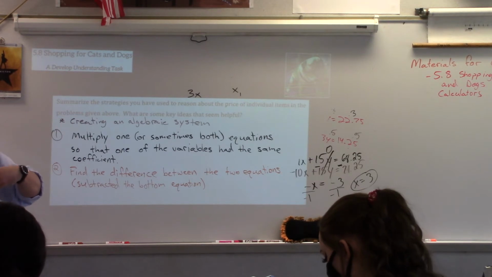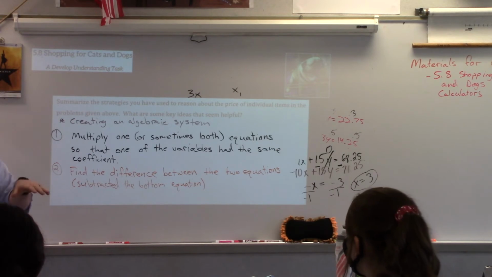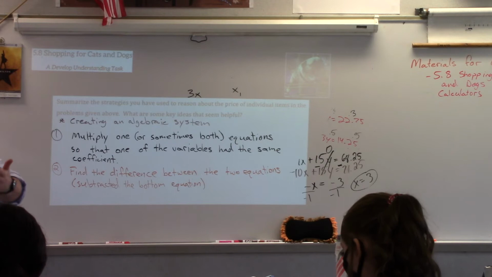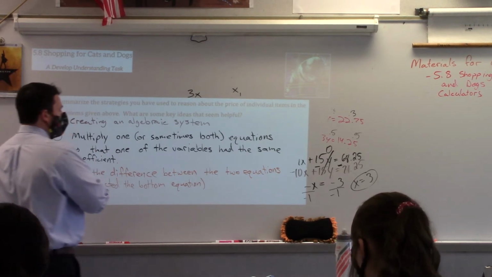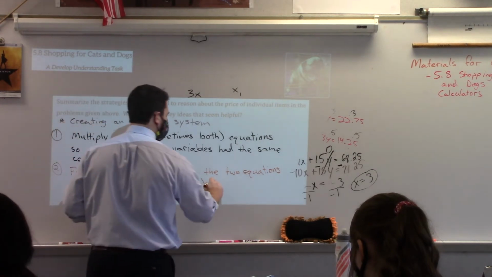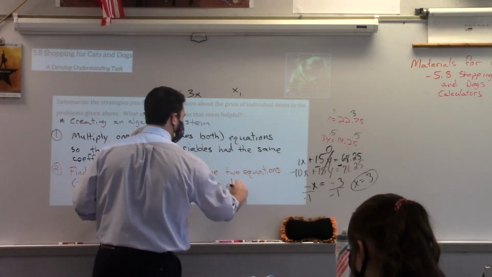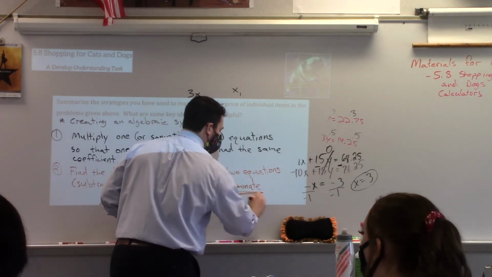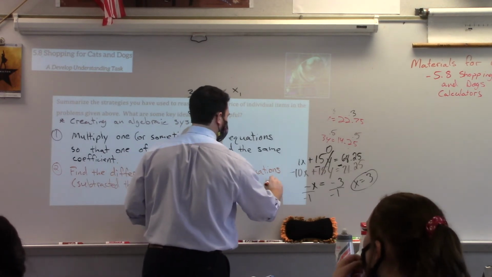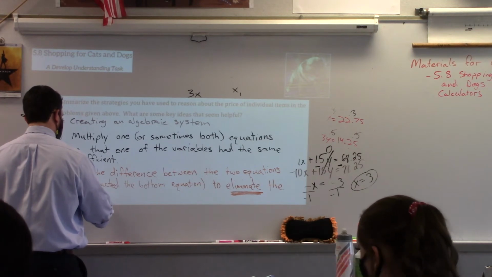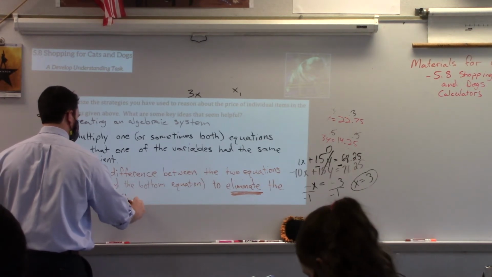The elimination method. You remember how we wrote on the line paper yesterday? Elimination by logic, elimination with algebra. Oh yeah. It's called the elimination method. We're eliminating a variable. So find the difference between the two equations. Subtracted the bottom equation to eliminate. I'm going to underline that a whole lot. Eliminate the variable with common coefficients.